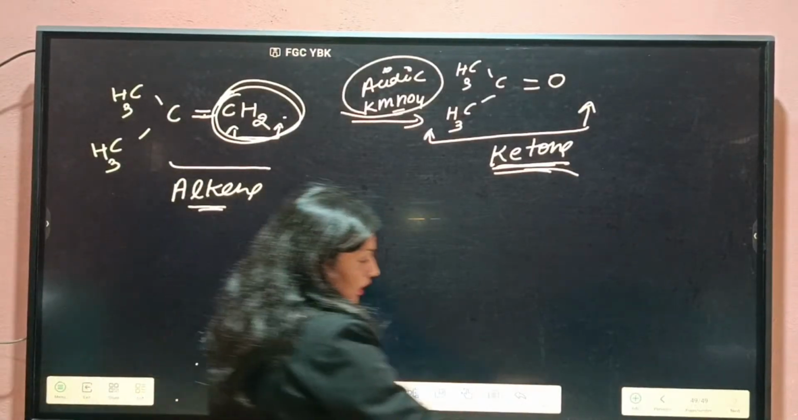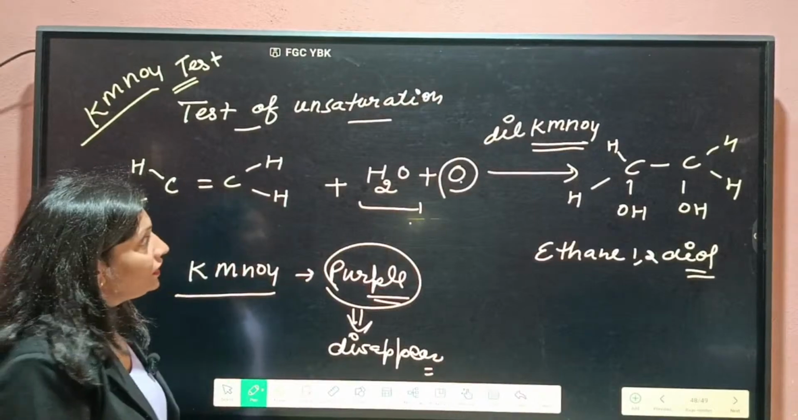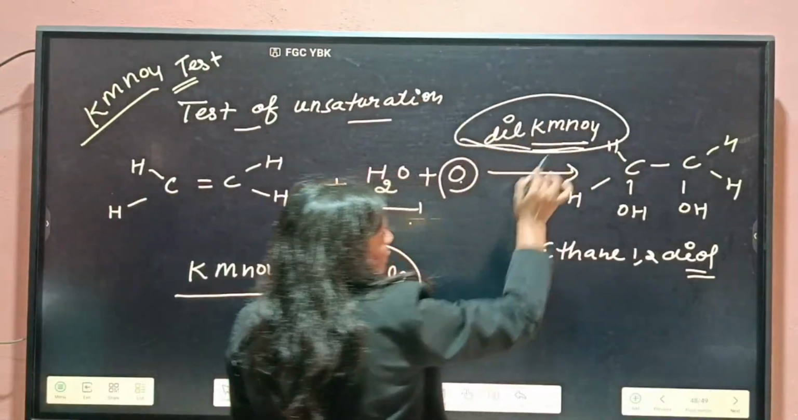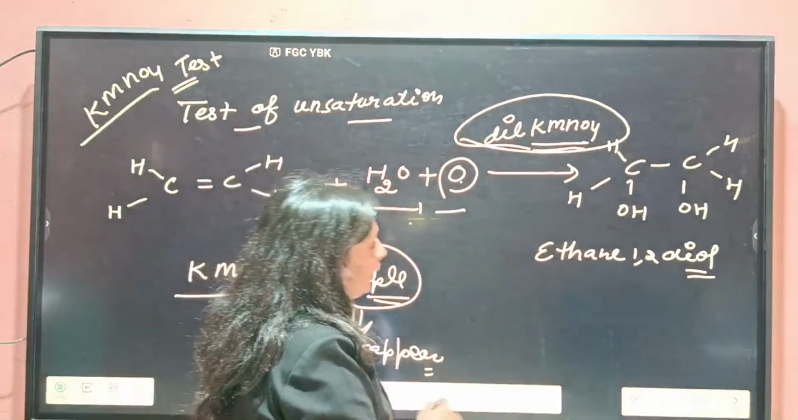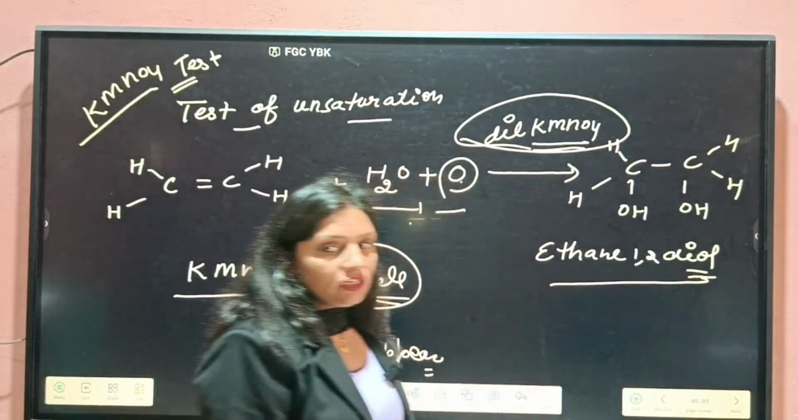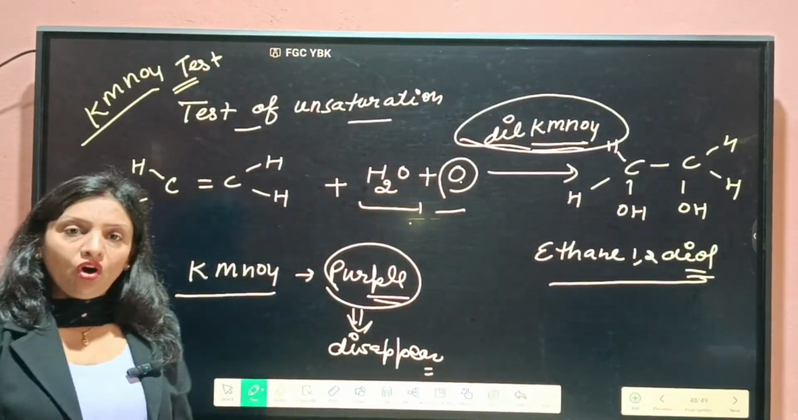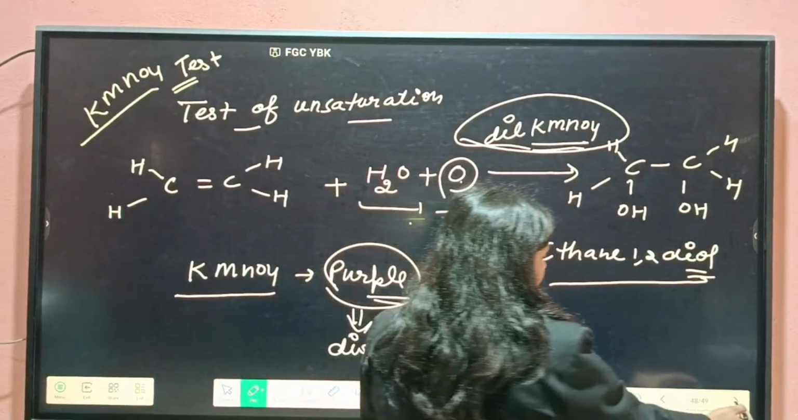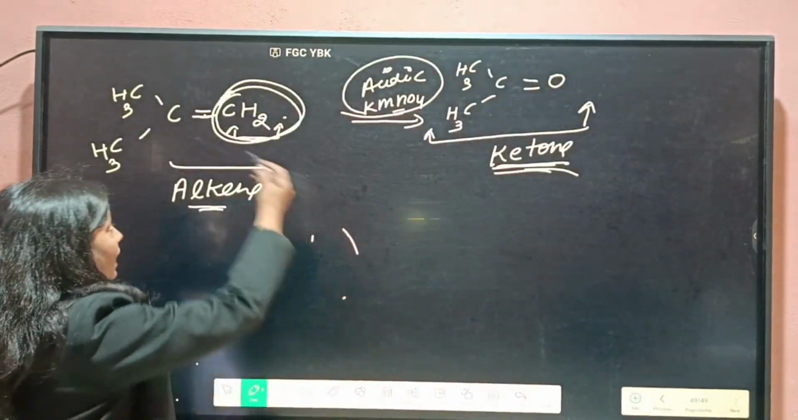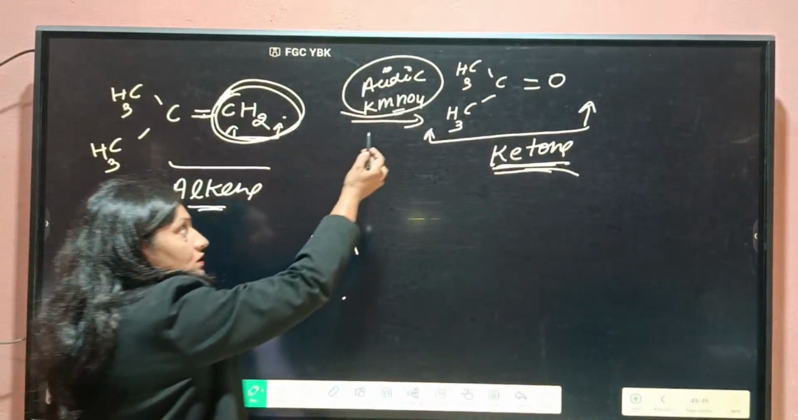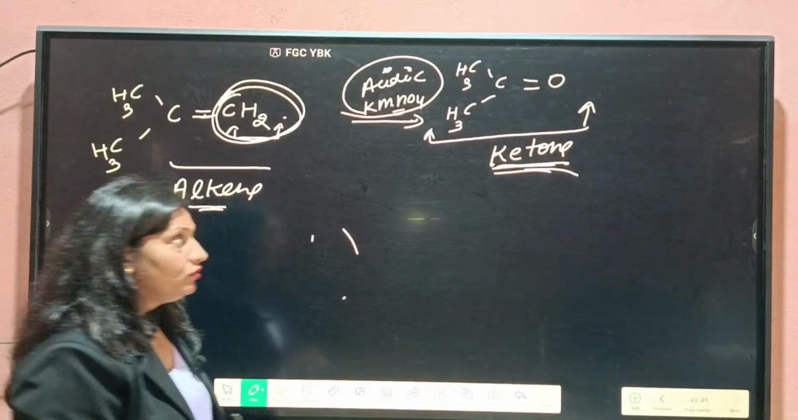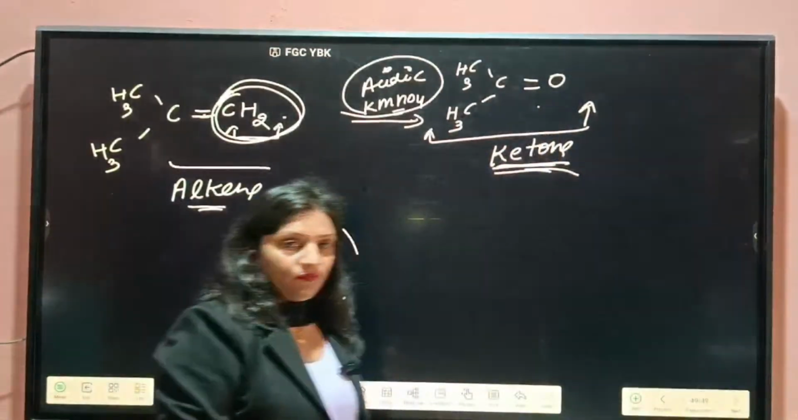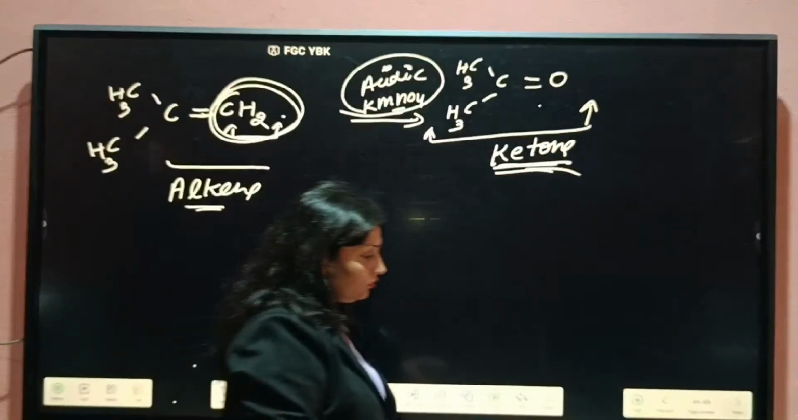You will see, if you are having dilute KMnO4 and you are doing oxidation, then you get vicinal diol or vicinal glycol, we can say. But if you are having a simple alkene in presence of acidic KMnO4, then you get ketone. Clear or not? That is known as the ketone.